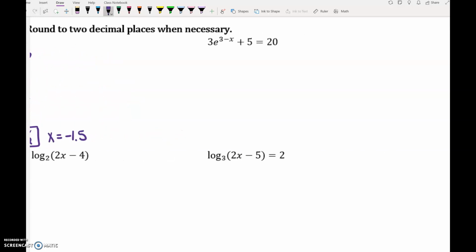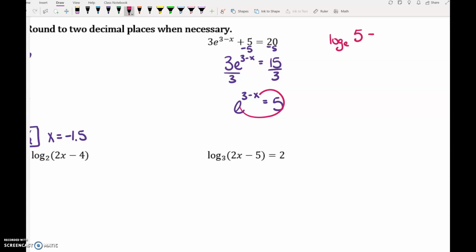there's exponents on only one side. So our first step is to get that exponent by itself. 20 minus 5 is 15, and then divide by 3. So we have e to the 3 minus x equals 5. We then need to change forms. And that would be log base e of 5 equals 3 minus x.